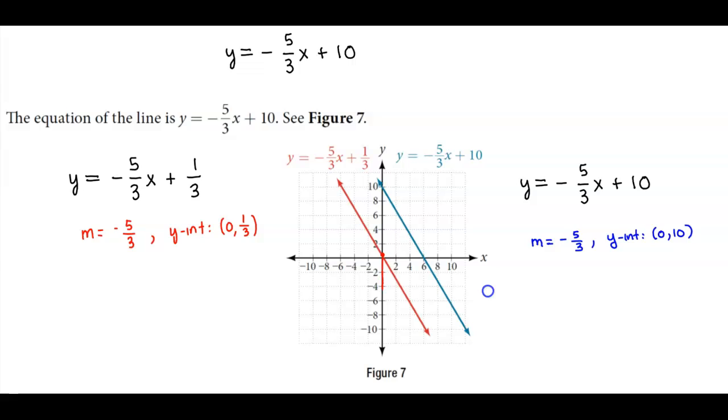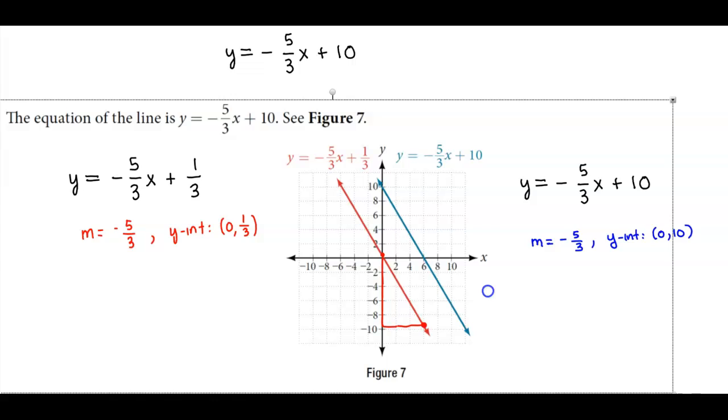So we go down 1, 2, 3, 4, and then 5. Then I'm going to go over to the right 1, 2, and then 3. And there's our point. If I go in the other direction, it means I'm going to go up 5: 1, 2, 3, 4, and then 5. And then to the left 1, 2, and then 3.